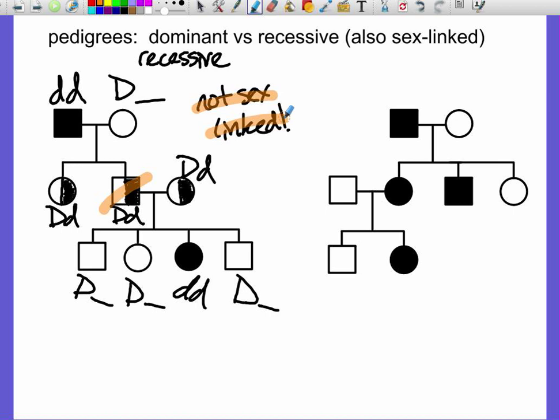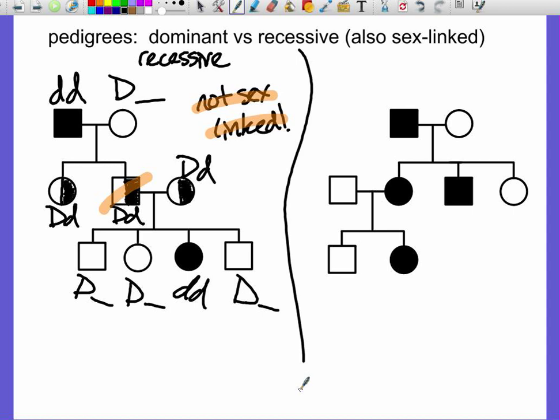So again, I know it's recessive because it skipped a generation. I know it's not sex-linked because there was a male that had to be a carrier, and that's not possible. So now we're going to move on to this pedigree on the right.